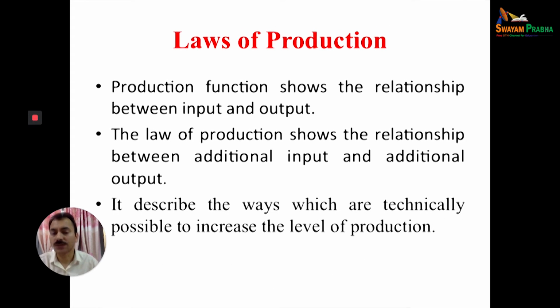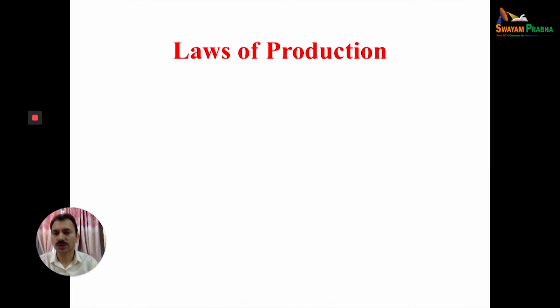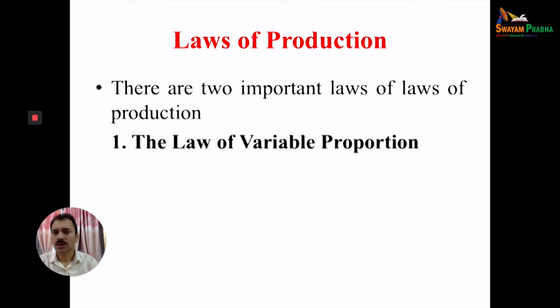It describes the ways which are technically possible to increase the level of production. How can the producer increase the production? The ways that are technically possible to increase the level of production are the laws of production. There are two important laws in economics. One is the law of variable proportion.